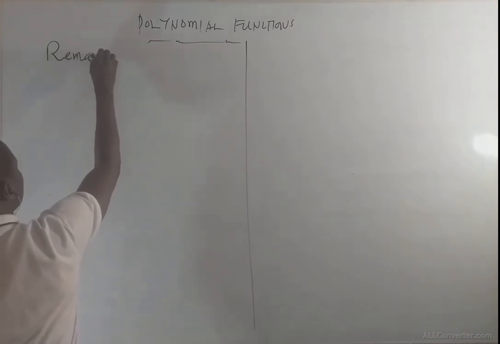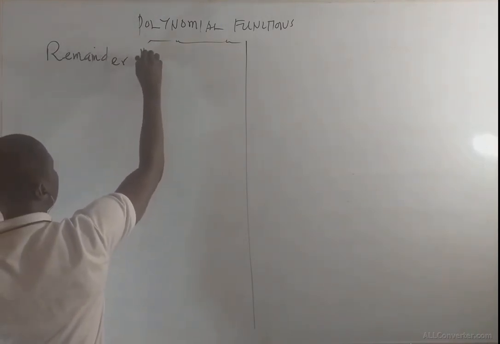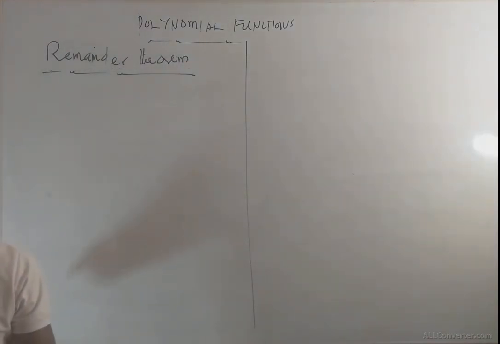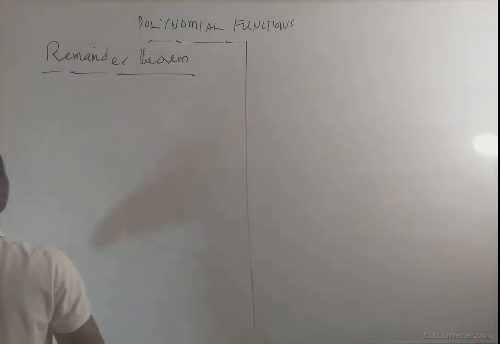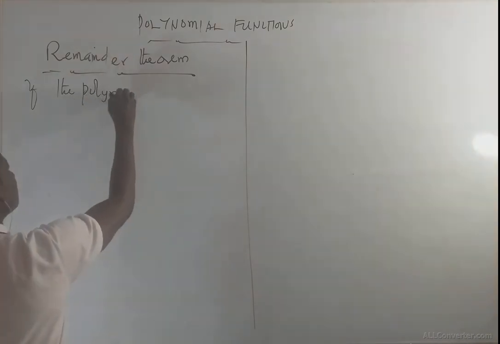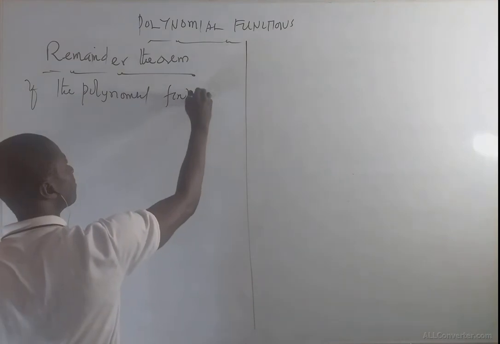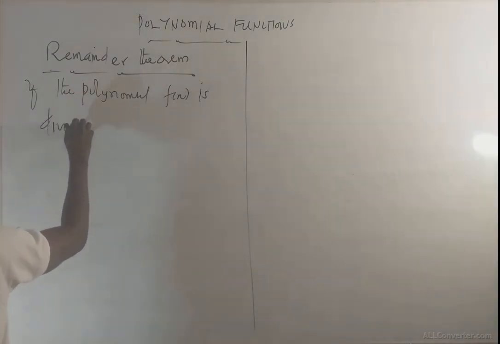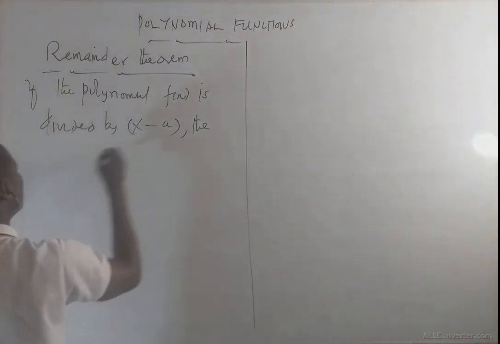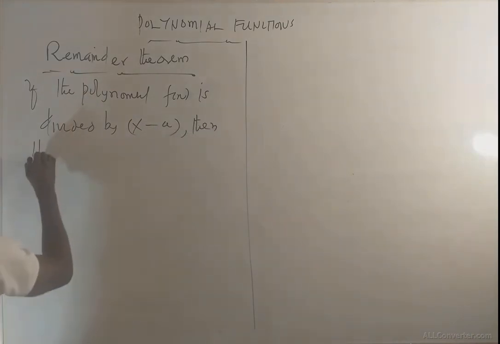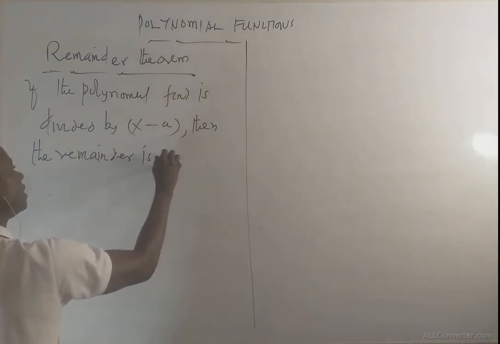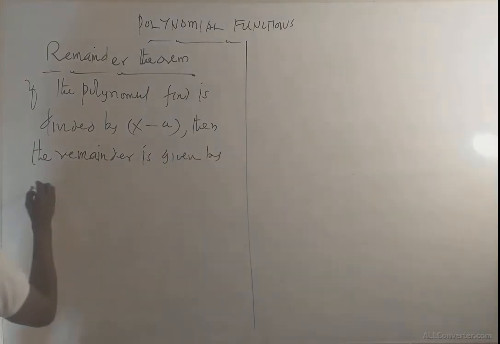The remainder theorem. Now, what is happening is if the polynomial f of x is divided by x minus a, then the remainder is given by f of a.